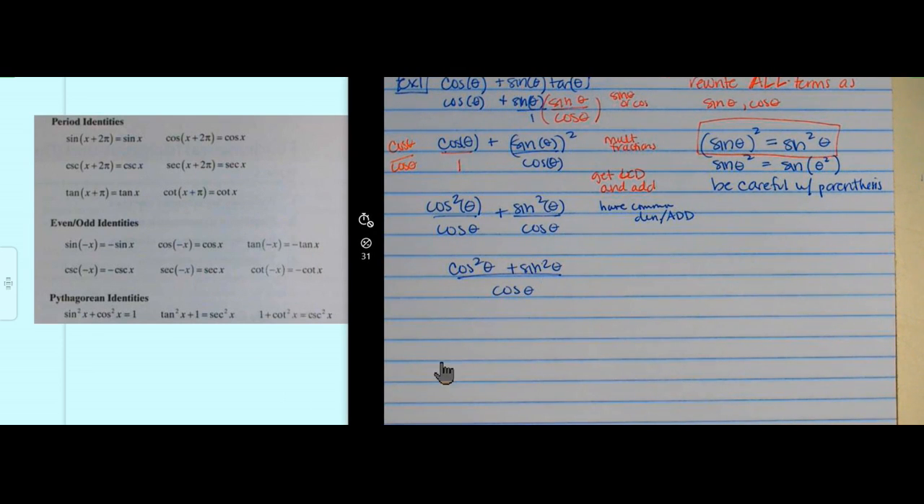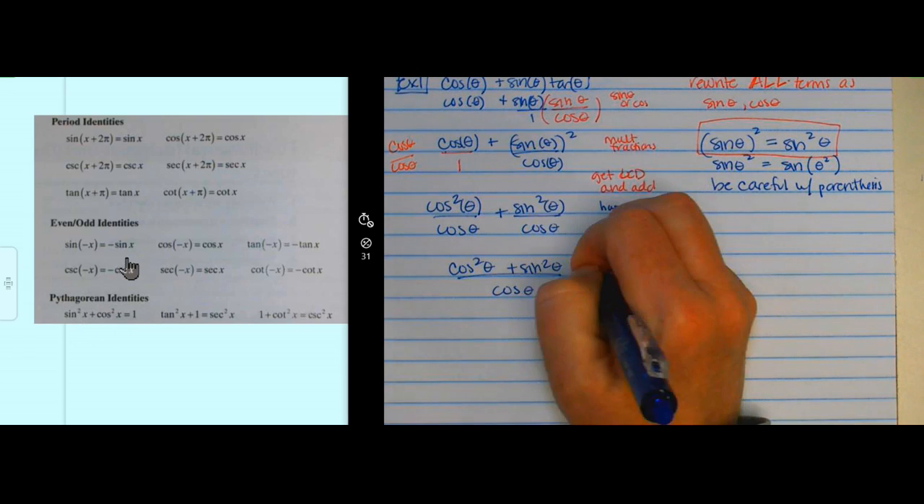Cosine squared theta plus sine squared theta. Look over here. Do you see anything that says cosine squared anywhere? Here it is. Cosine squared of x. It doesn't matter what the variable is. Sometimes your book will put a fancy b in there or an alpha, the Greek letters that are hanging in my room. So cosine squared plus sine squared, and order does not matter. This is equal to 1.